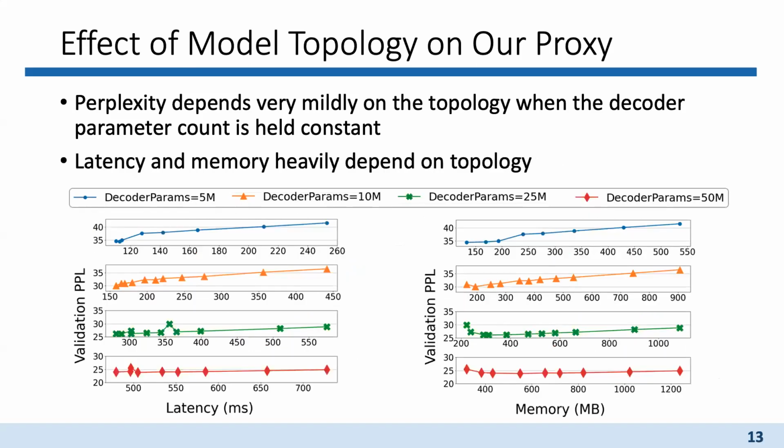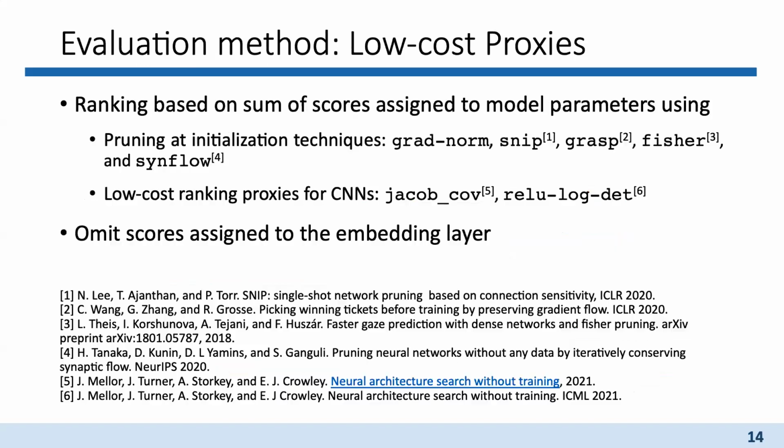But while perplexity stays the same, the hardware performance metrics like latency and memory can vary greatly from one topology to the next. For example, here the latency changes up to 2.8 times and memory up to 5.5 times for models with the same parameter count and different topology.